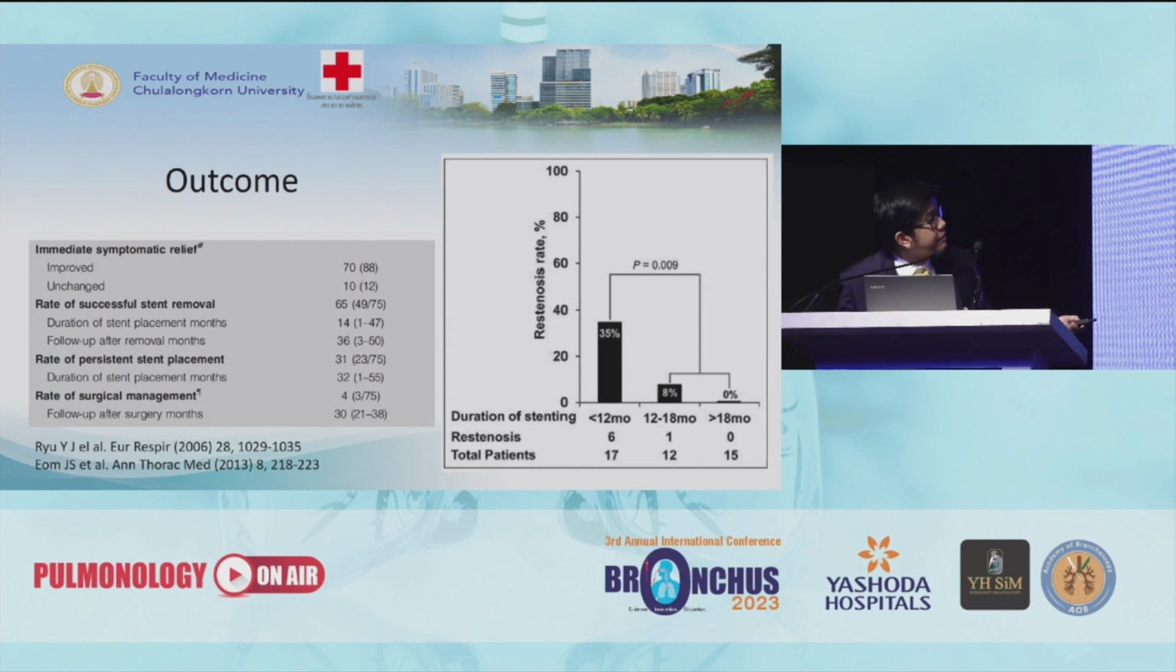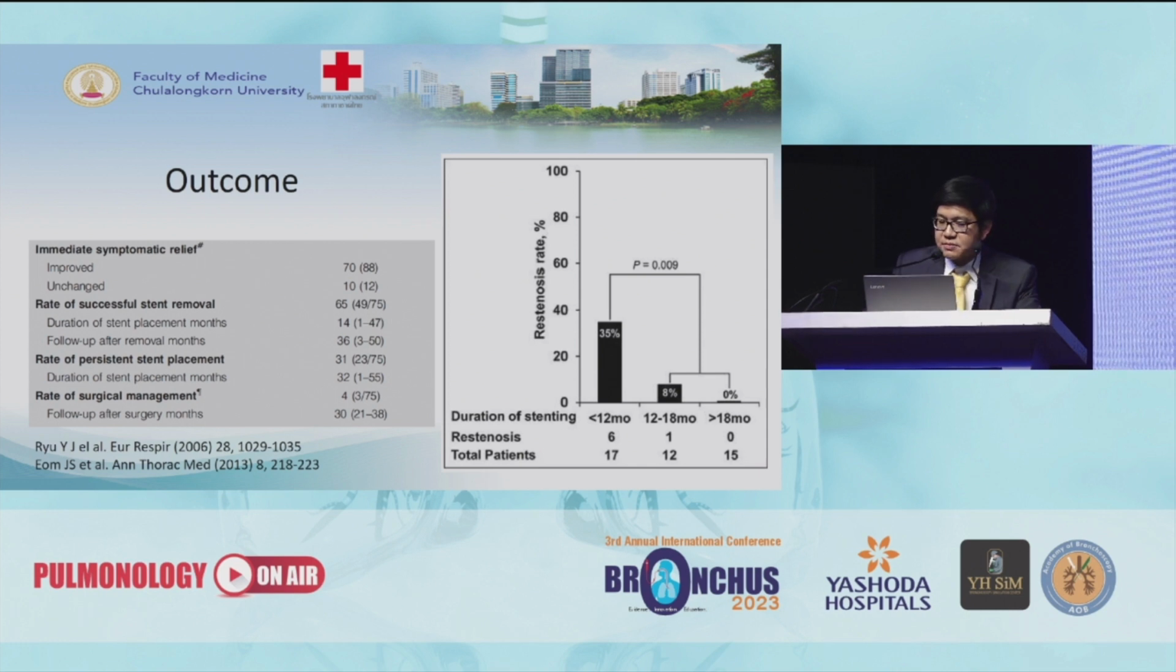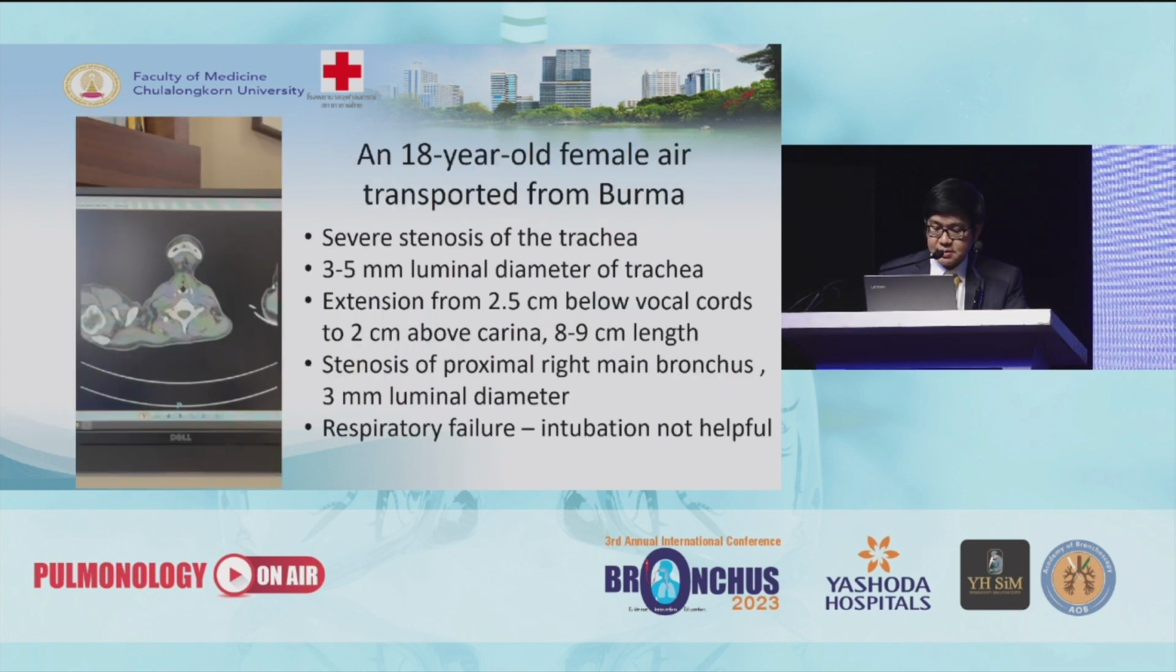In this graph, if the stent is put in for less than 12 months, the restenosis rate is around 35%, compared to 8% between 12 to 18 months and 0% if the stent is in place for more than 18 months. This is an example case that we saw in our hospital.